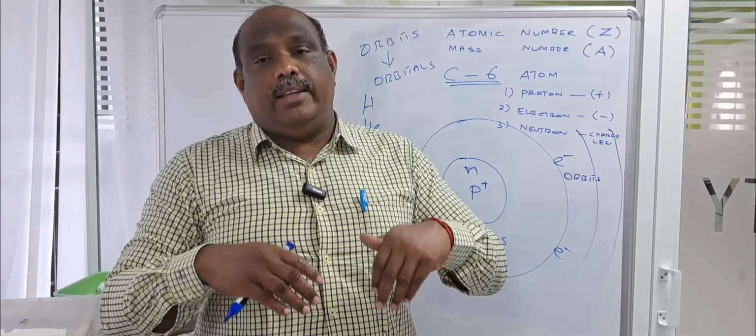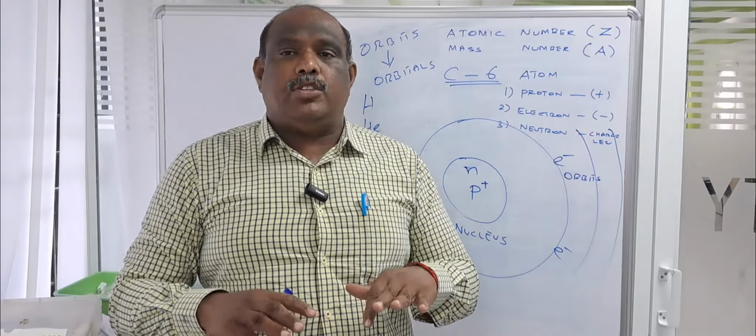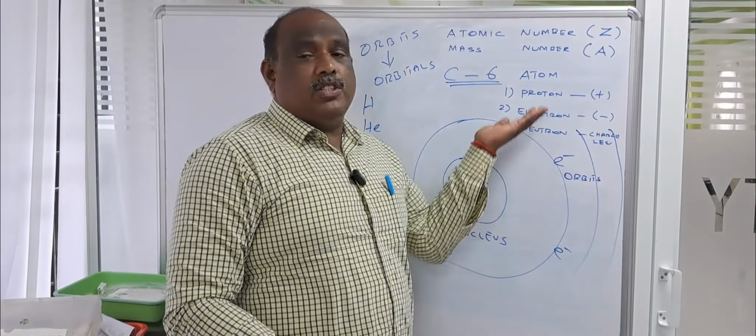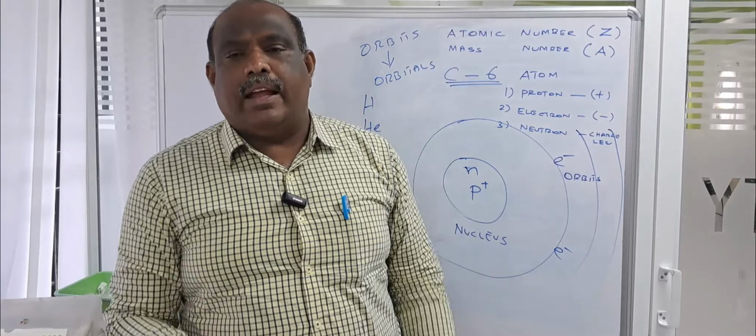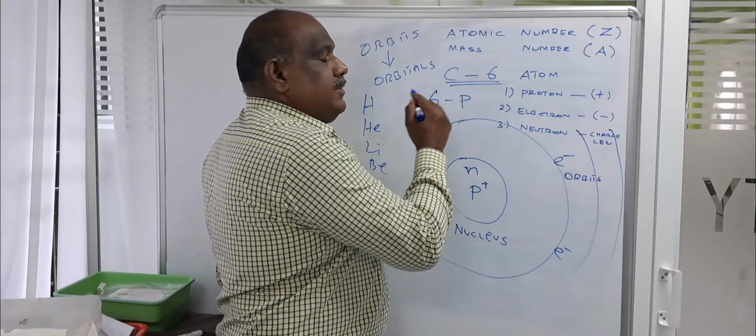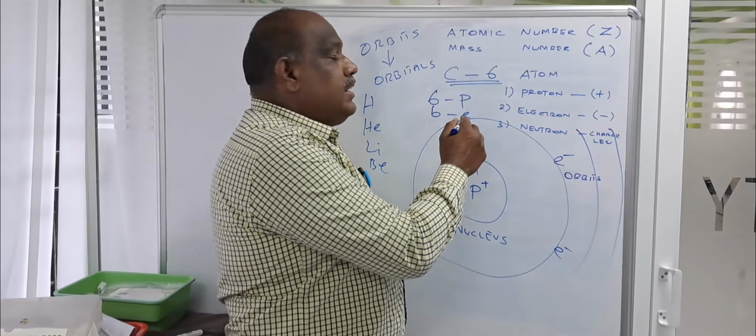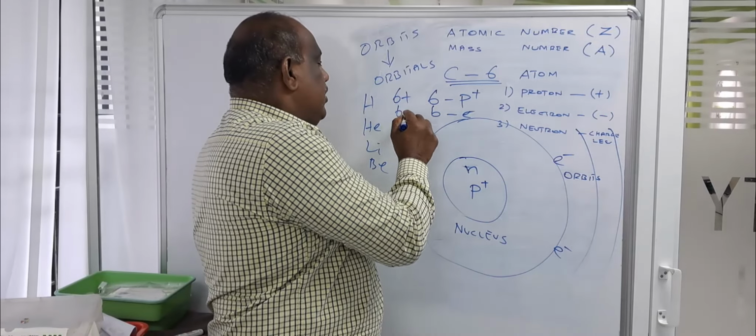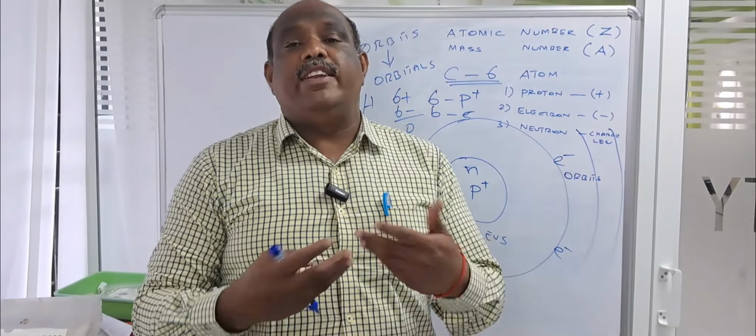So we also know that all the elements have protons and electrons. At the same time, they should be neutral, they should not have any charge, which means the number of positive charges and the same number of negative charges cancel each other. Let us say for carbon, there are 6 protons. How many electrons will be there? 6 electrons. So what is the net charge? 6 positive, 6 negative, so it becomes 0. 0 is neutral. So they don't have any charge.